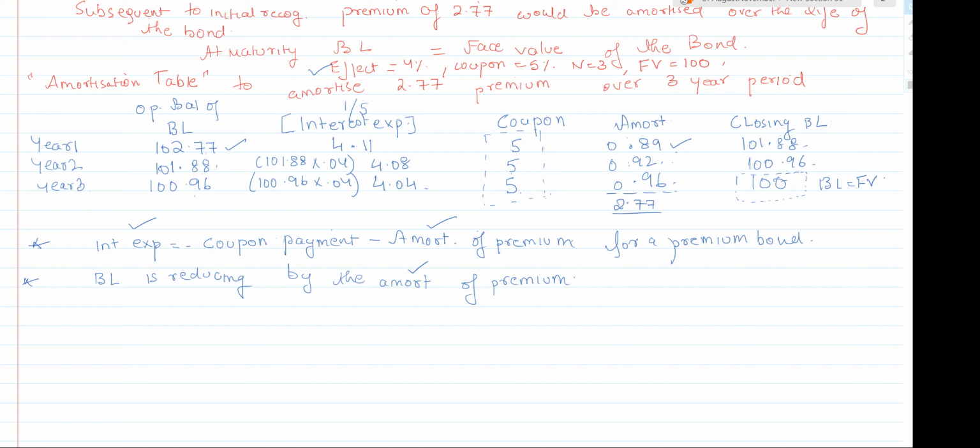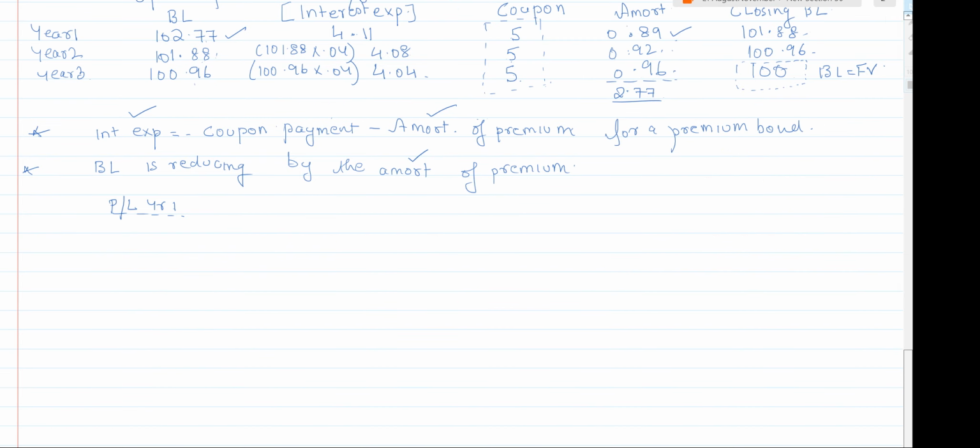Okay, now let us discuss how the P&L, the balance sheet and the cash flow statement would look. Right, guys, so we'll draw the P&L, balance sheet, and the cash flow statement for each year. So the P&L in year 1, we will book an interest expense of $4.11 in the profit and loss account or the income statement.